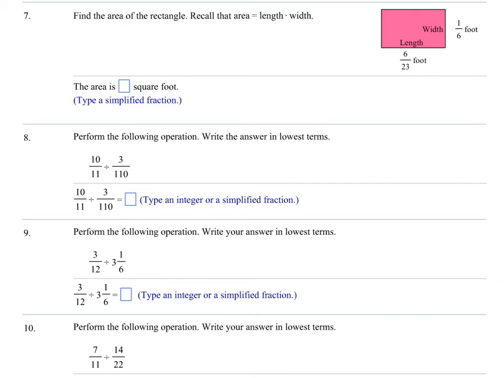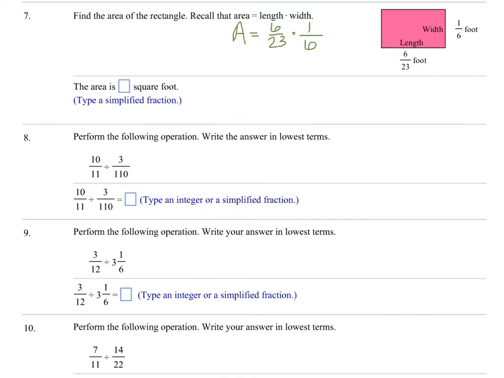So taking a look at problem number 7 from your homework, problem number 7 says find the area of the rectangle. Recall that the area is length times width. In this problem, we can see the rectangle on the right has a length of 6 over 23 feet, and a width of 1/6 foot. So to find the area of this rectangle, we're going to multiply the length and the width. So substituting 6 over 23 for the length and 1 over 6 for the width, I'll multiply those together.